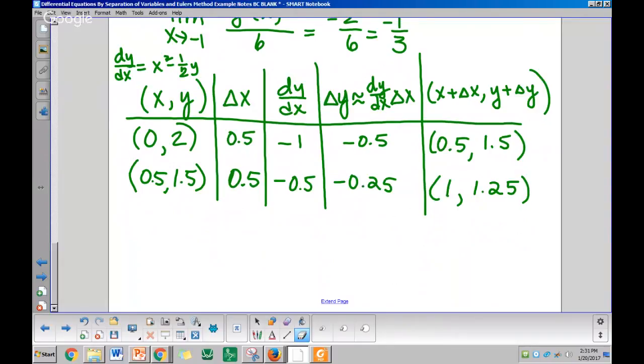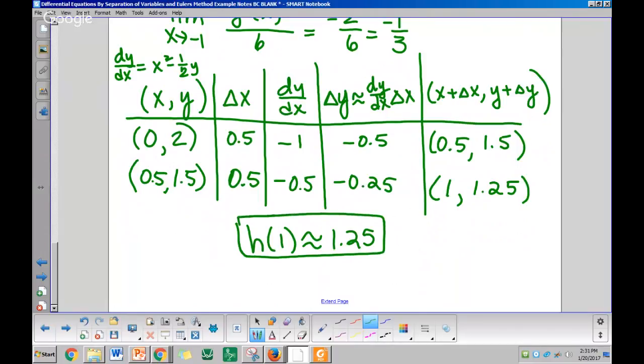So I can say then with certainty that f of 1, or h of 1, right? Because they wanted my function to be h. H of 1 is approximately 1.25, and did they ask us anything else? They didn't say it was an overestimation or anything like that, but we could have told them, right? We could have. All right, so the last thing I'm going to do with you is check the scoring guide to see how we did, okay?